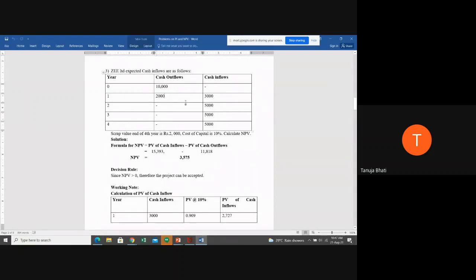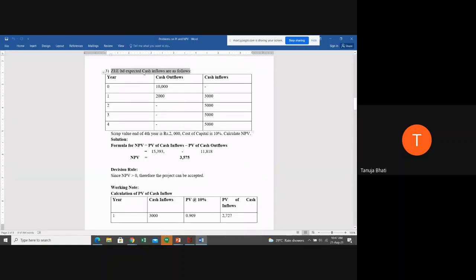So basically, students, you all have understood NPV actually is very important from exam point of view, but if you know what is the PV of cash inflow and what is the PV of cash outflow, you will easily derive your answer. So let us move to problem number 3.